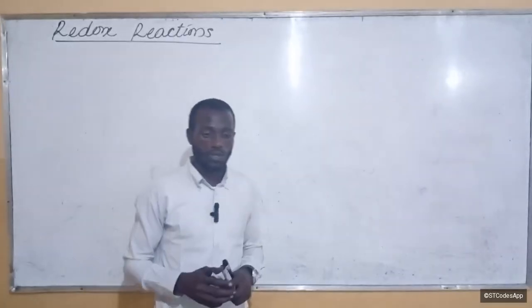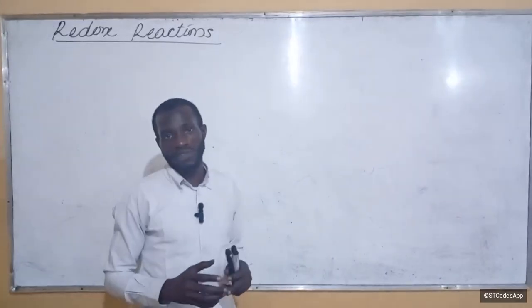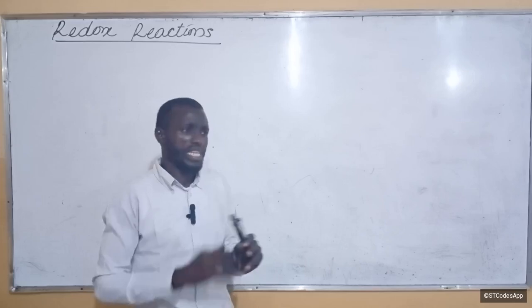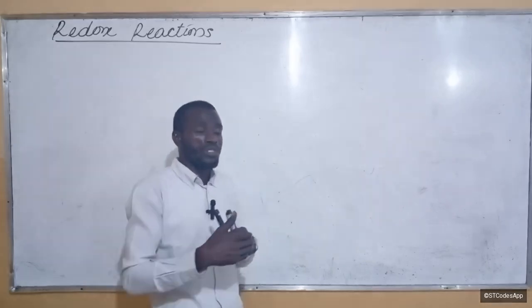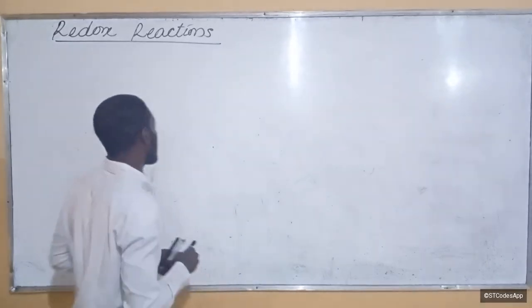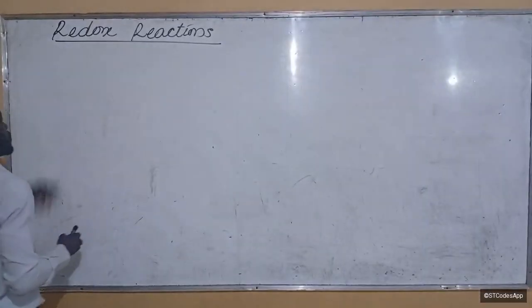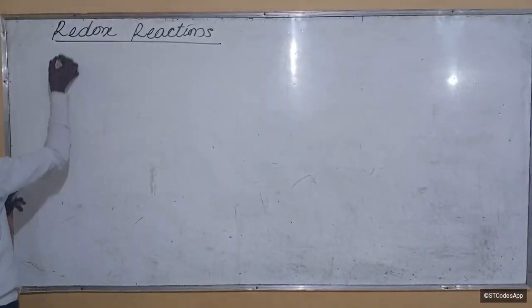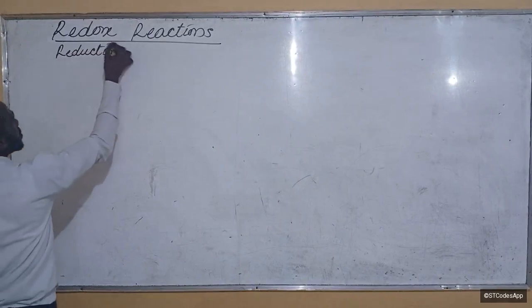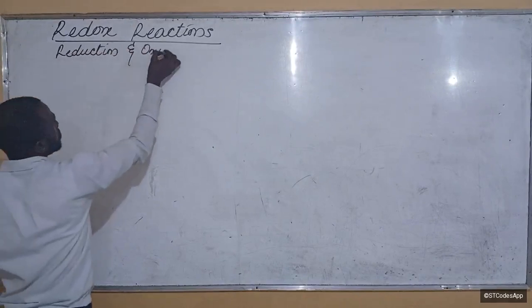What I'll do is go over a series of definitions in chronological order, kind of like the way the definitions evolved. So let's start with the first one, which is the fact that the word redox actually stands for reduction and oxidation.